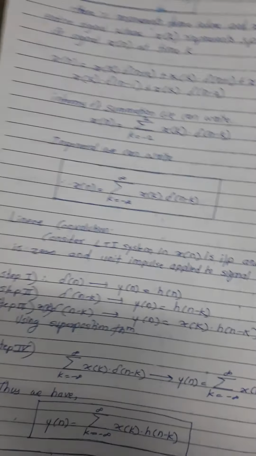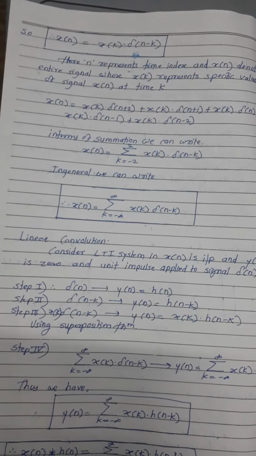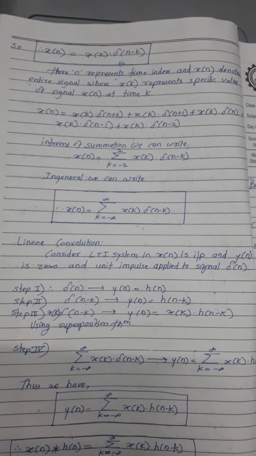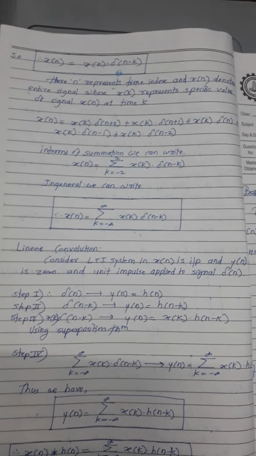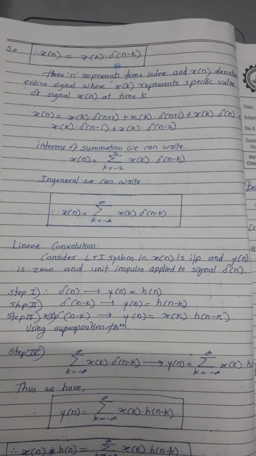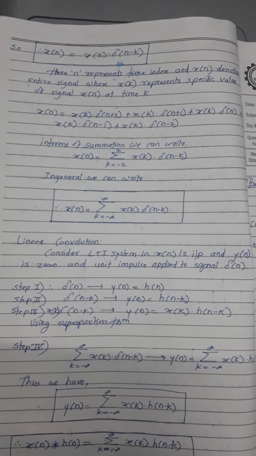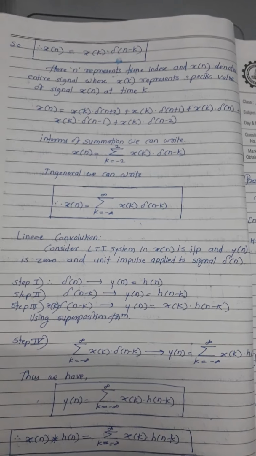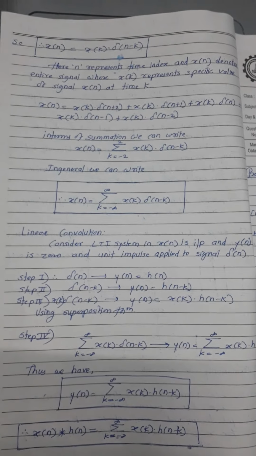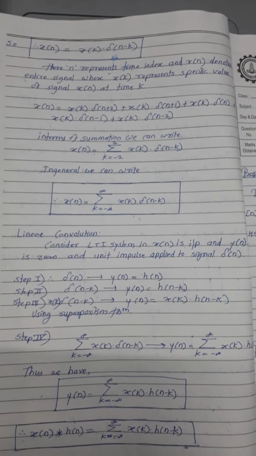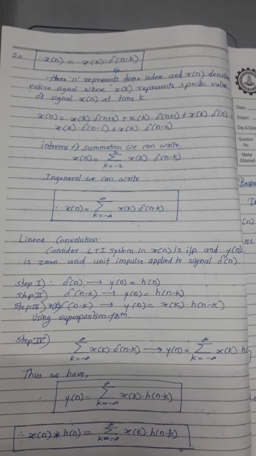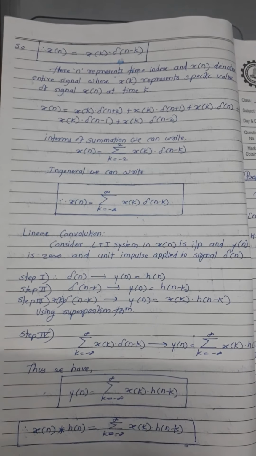Now linear convolution. In the linear convolution, consider an LTI system in which x of n is the input and y of n is the output, and a unit impulse is applied as the signal del of n. Step 1: del of n gives you y of n is equal to h of n. That h of n is the impulse response. Step 2: del of n minus k gives y of n is equal to h of n minus k. Then step 3: x of k into del of n minus k gives y of n is equal to x of k into h of n minus k.